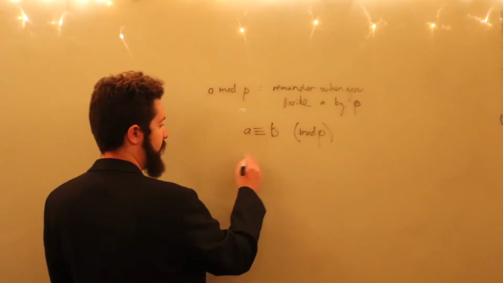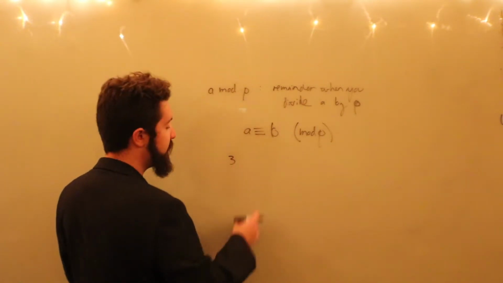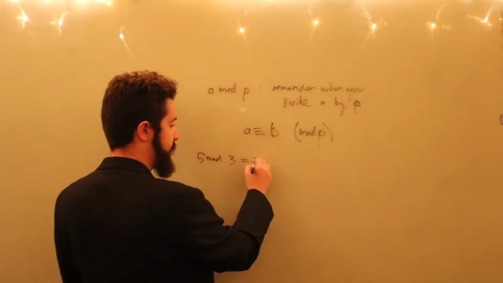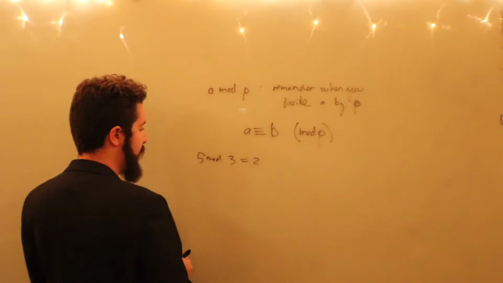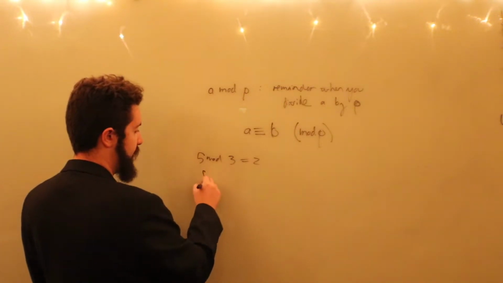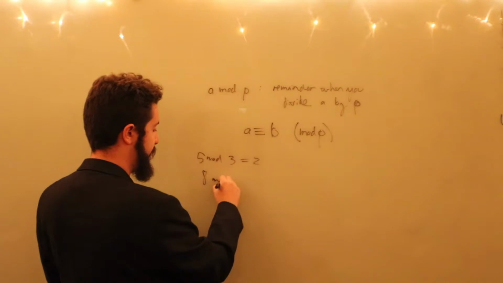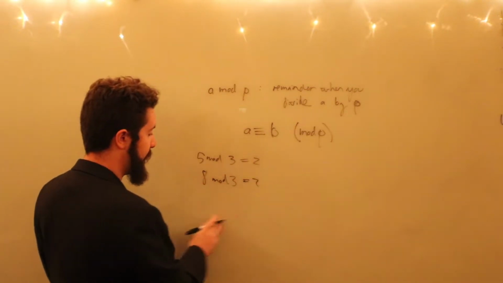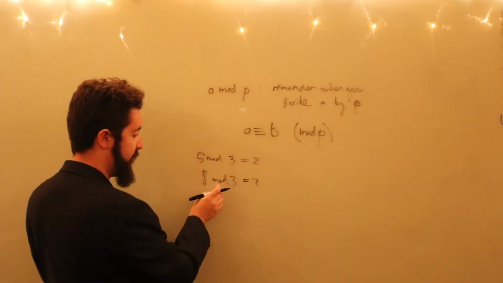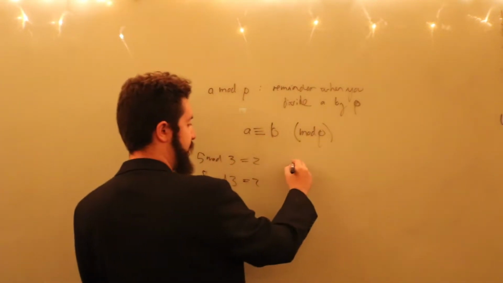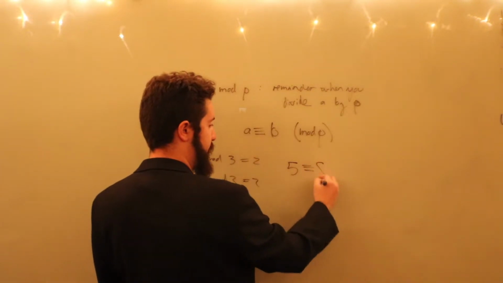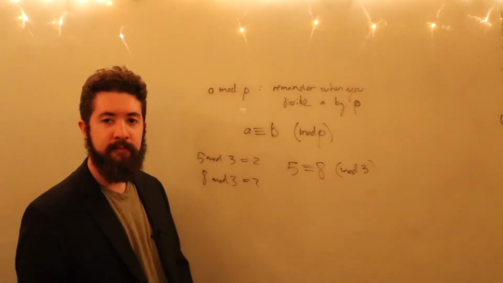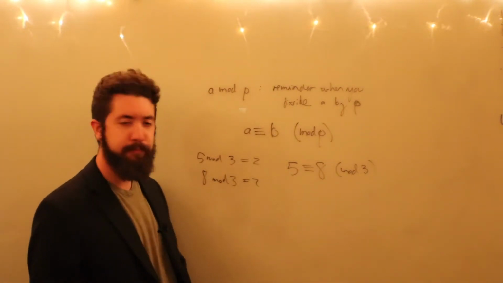For instance, 3 goes into 5 once with a remainder of 2, so that 5 mod 3 is equal to 2. Well, we also have that the number 8 mod 3 is going to go into that twice, 6, right, with a remainder of 2. Alright, so if 5 mod 3 and 8 mod 3 are equal, then we would say that 5 is congruent to 8, in parentheses, mod 3. And so you get how this goes.